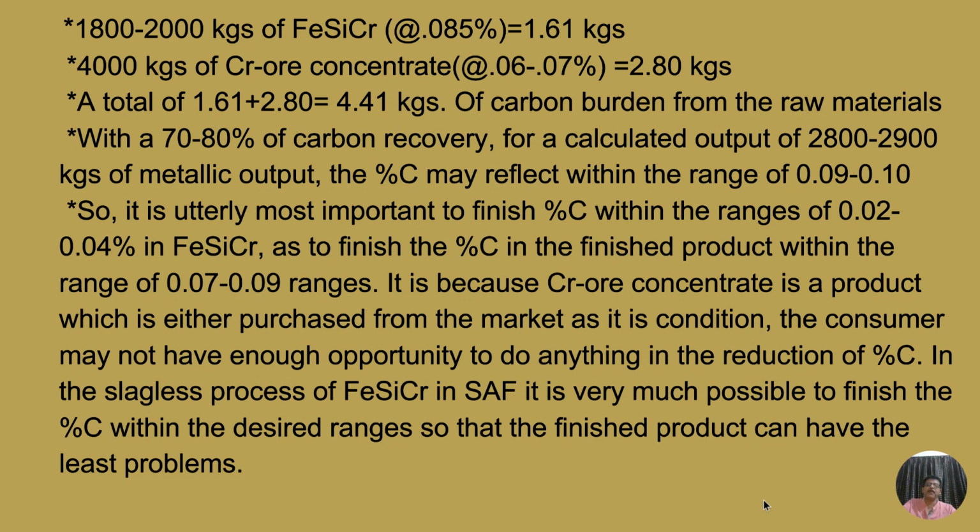So it is utterly most important to finish the percentage of carbon within the range of 0.02 to 0.04 in ferrosilicochrome, so as to finish the percentage of carbon in the finished product within the range of 0.07 to 0.09. It is because chrome ore concentrate is a product which is either purchased from the market as it is conditioned. The consumer may not have enough opportunity to do anything in the reduction of percentage of carbon. In the slagless process of ferrosilicochrome in SAF, it is very much possible to finish the percentage of carbon within the desired ranges so that the finished product can have the least problems.